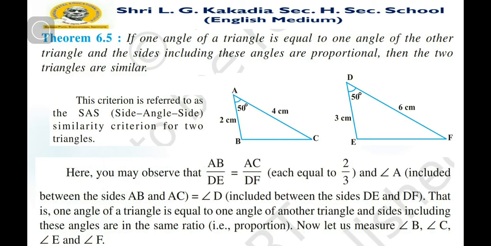Here you may observe that AB upon DE is equal to AC upon DF, each equal to 2 upon 3, and angle A included between the sides AB and AC is equal to angle D included between the sides DE and DF. That is, one angle of a triangle is equal to one angle of another triangle, and the sides including these angles are in the same ratio or proportional. Now let us measure angle B, angle C, angle E and angle F, and you will find that the corresponding angles are the same.